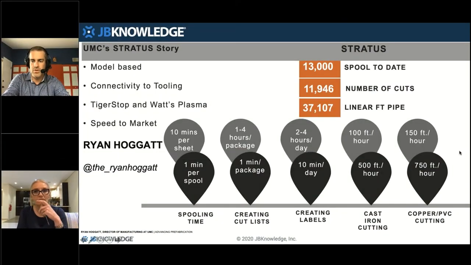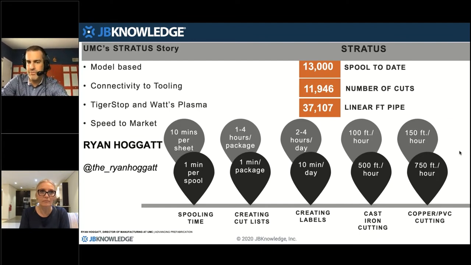So let's go back to the slides. I'm going to reshare my screen here. I want you to look at how Ryan Hoggett did this, because he did a really incredible job of showing, and you should be able to see, this is Ryan Hoggett telling the story of using Stratus software and TigerStop to do spooling. It was 10 minutes per sheet. Now it's 1 minute per spool, before and after.